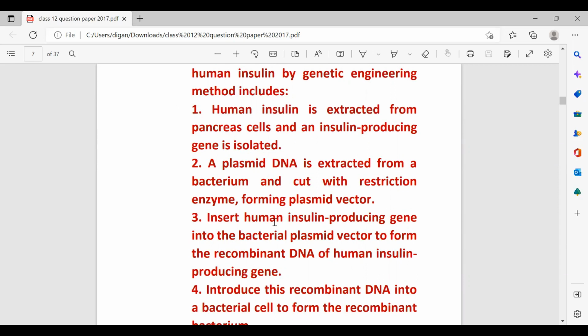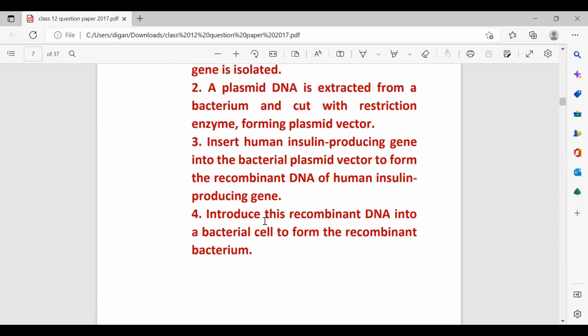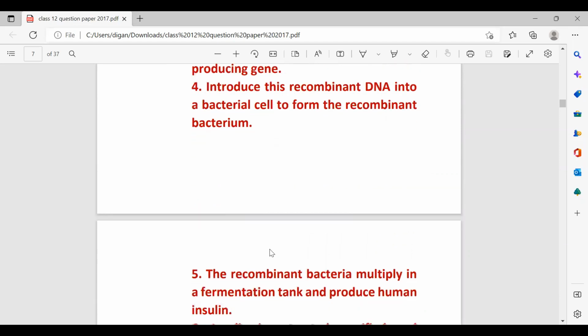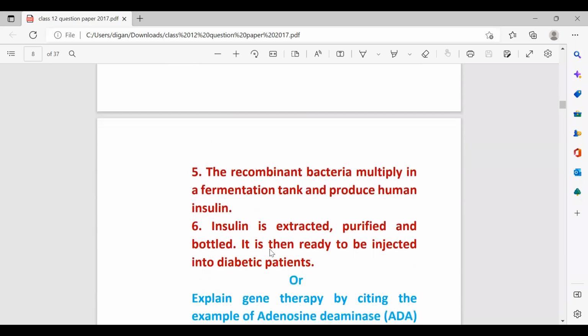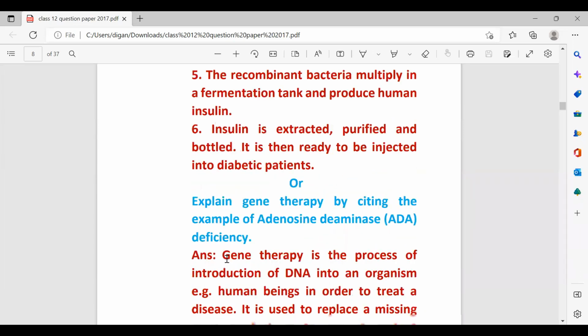Then, the human insulin producing gene is inserted into the bacterial plasmid vector to form the recombinant DNA. Next, introduce the recombinant DNA into another bacterial cell to form the recombinant bacterium. And the recombinant bacteria multiply and produce the human insulin, and later the human insulin is extracted, purified and bottled. It is then ready to be injected to the diabetic patient.